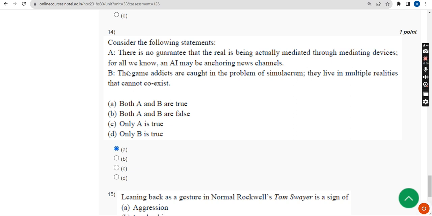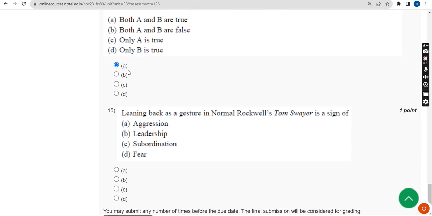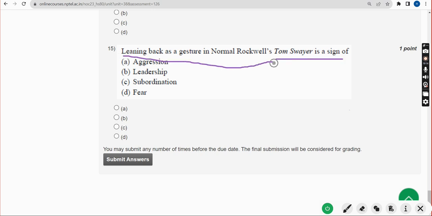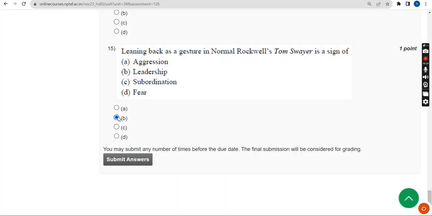Now let's move on to the final question of the assignment, the 15th question. Leaning back as a gesture in normal Rockwell Tom's wear is a sign of what? For the 15th question, the probable answer is option B, leadership. So I'm going with option B.